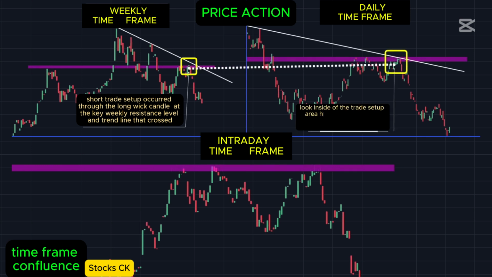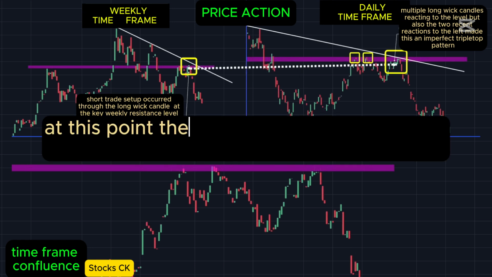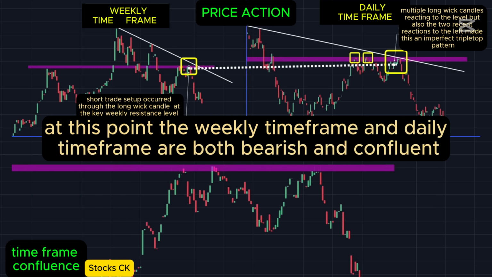Now you look inside of the trade setup area here, but on the daily time frame on the right, to see if there is also bearish price action, which you had too. The multiple long wick candles reacting to the level, but also the two recent reactions to the left, made this an imperfect triple top pattern. At this point, the weekly time frame and daily time frame are both bearish and confluent.